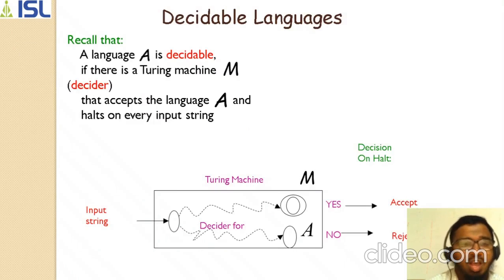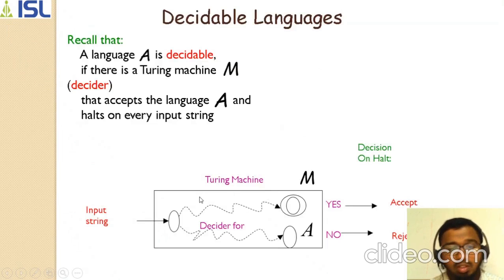What is a decidable language? A language A is decidable if there is a Turing machine, a decider, that accepts the language A and halts on every input string. Like this is a Turing machine M. This box is a Turing machine. Here this is one state and it is going to the final state.